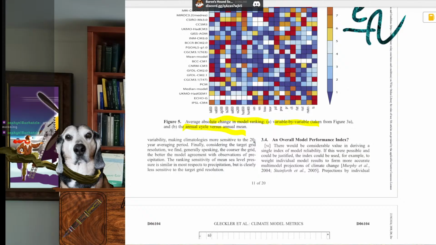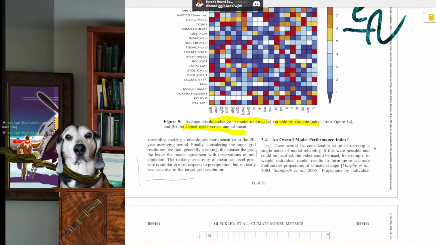Making climatology more sensible for a 20-year averaging period. Fine. Finally, considering the target grid resolution, we find, generally speaking, the coarser the grid, the better the model agreement with observation for precipitation, and this ranking is sensitive to mean sea level. Okay. So it also matters how detailed you're trying to model: the more detailed, the more difficult it is to model, so the more likely you are to be wrong about things. Okay. An overall model performance index?